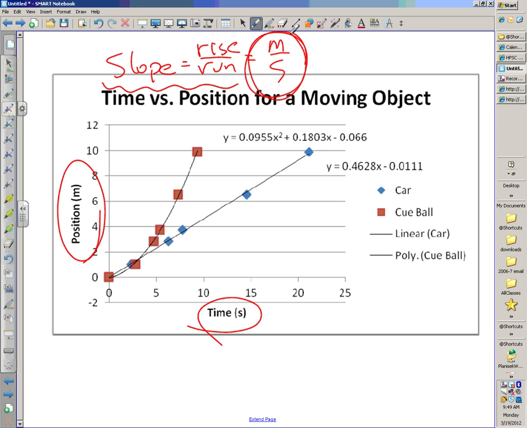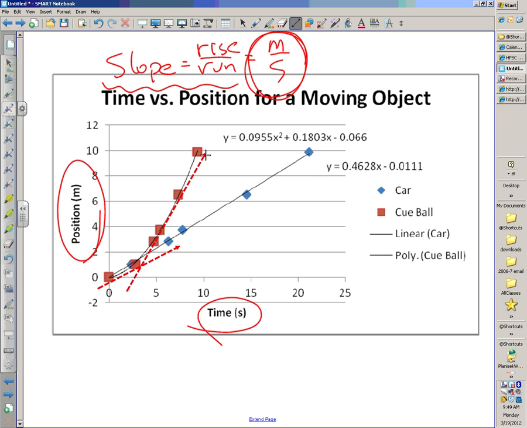Then, Lauren, on the red graph, it starts off real shallow, right? Like the slope of that graph at the very beginning. But then later on, it becomes steeper like that. So that slope is increasing because what happened to the velocity of the ball? It increased, it got faster. So the slope tells you velocity on a position time graph.